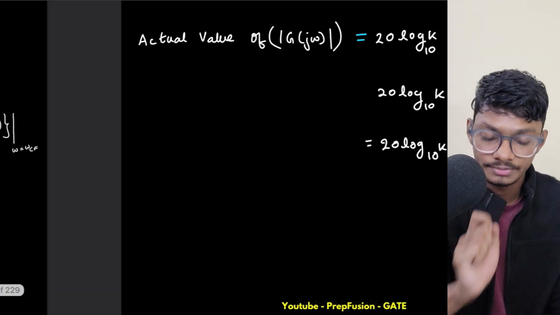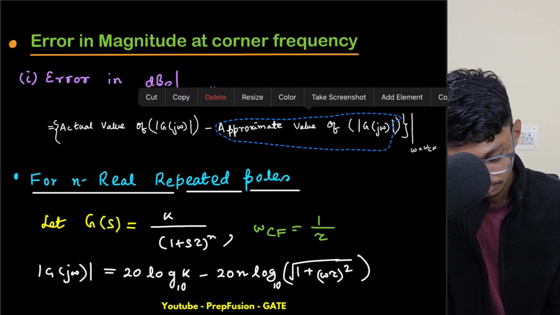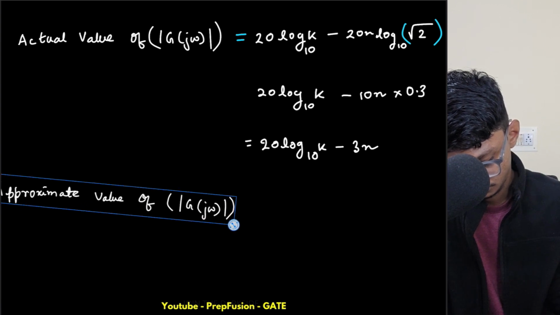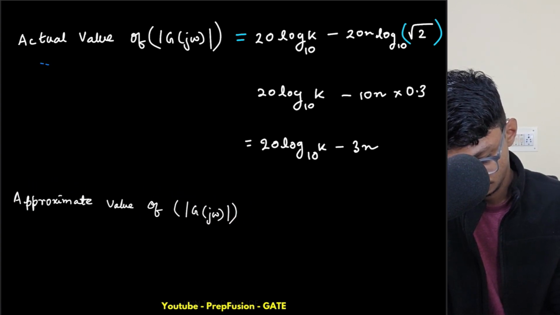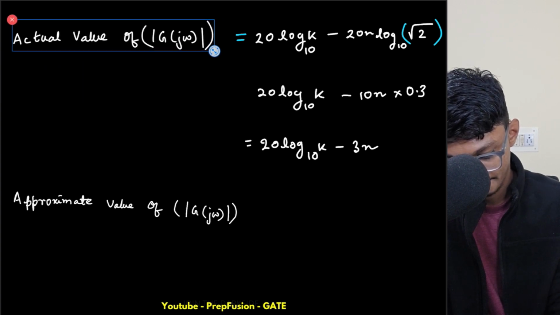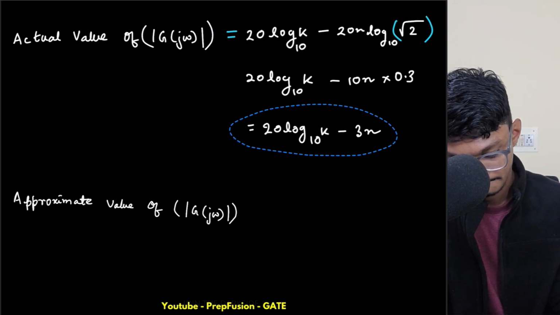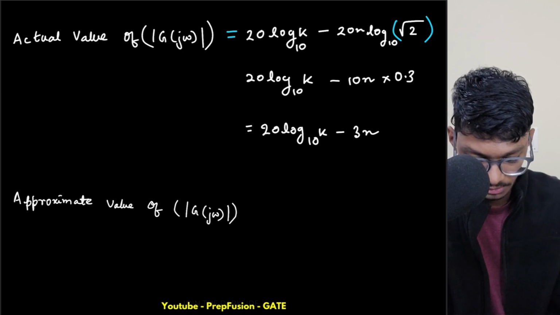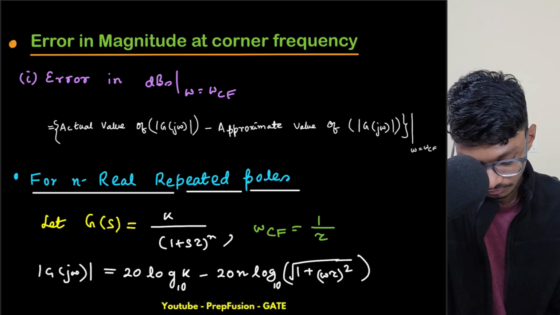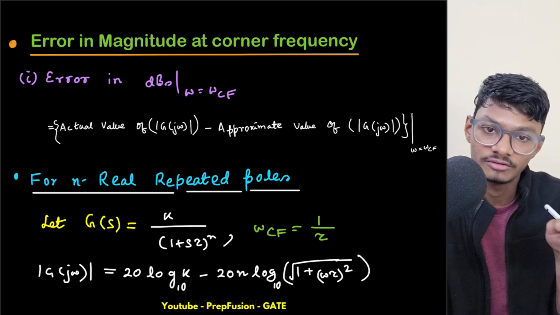Now what is my approximate value? So my approximate value is simply equal to only this 20 log base 10 k. Why? Because after the corner frequency, obviously the slope changes.